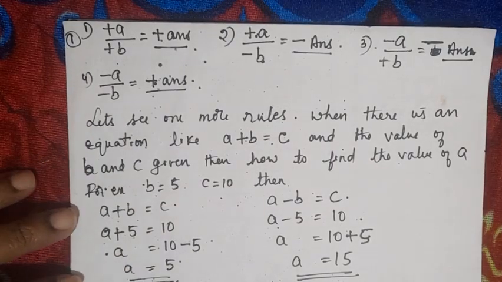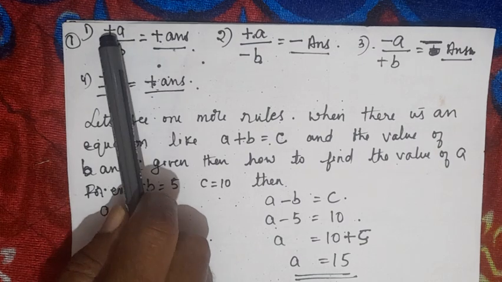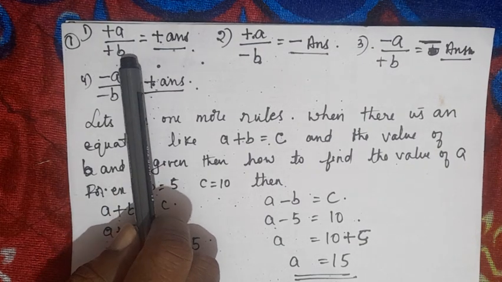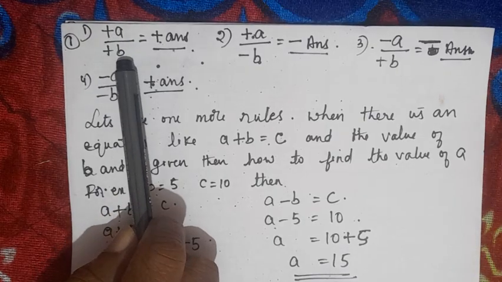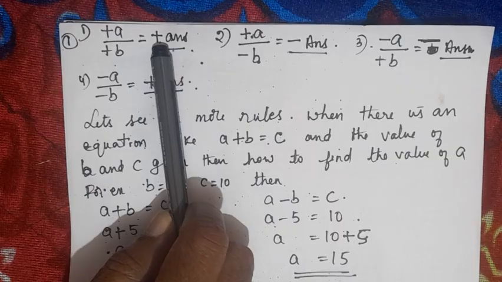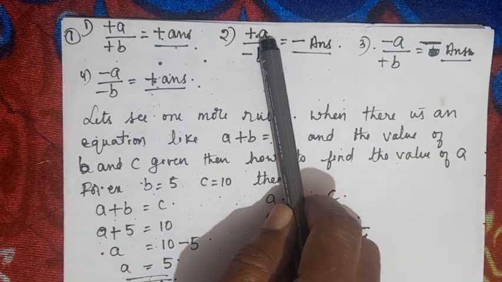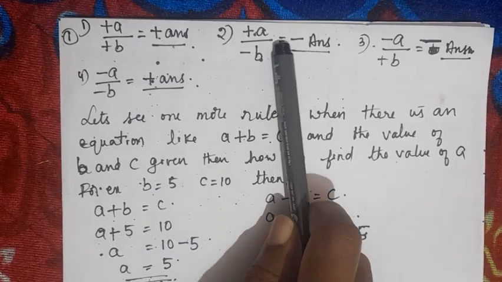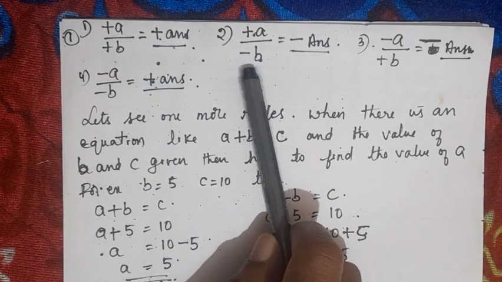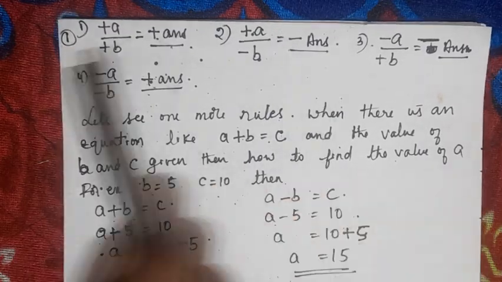Now, let's see some examples. When you divide a positive integer by a positive integer, like plus a divided by plus b, the answer should be positive, that is plus. And the next one, when you divide a positive integer by a negative integer, that is plus a divided by minus b, the answer should be minus.